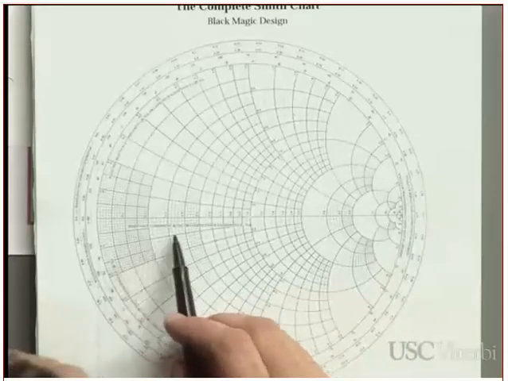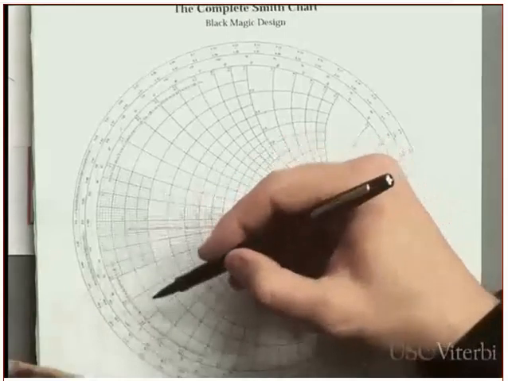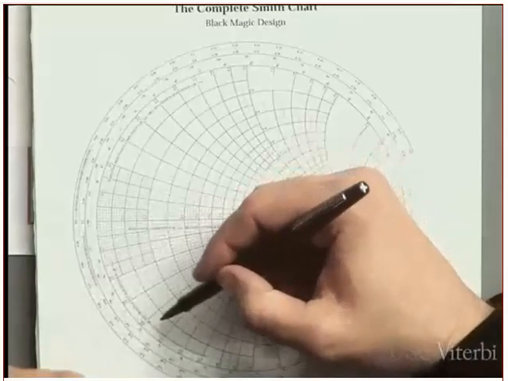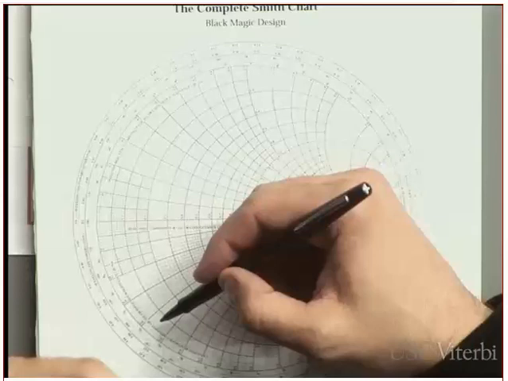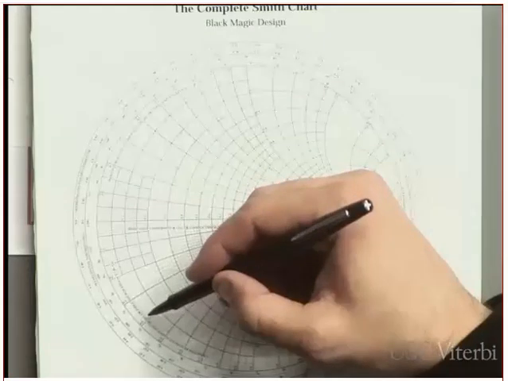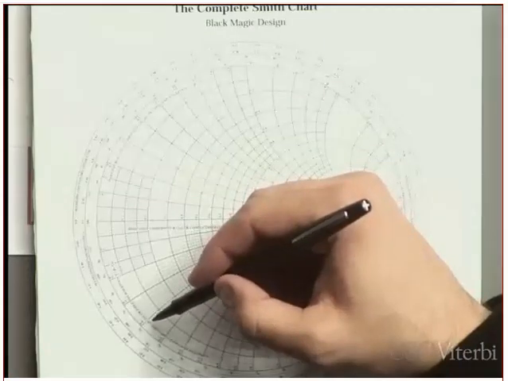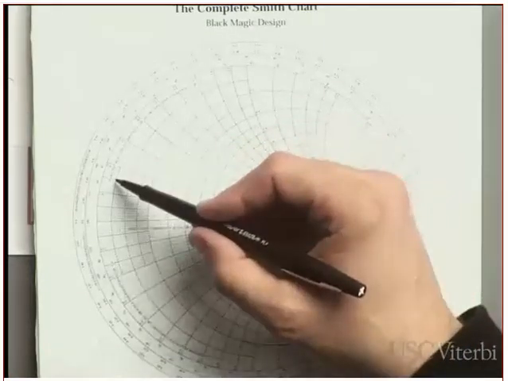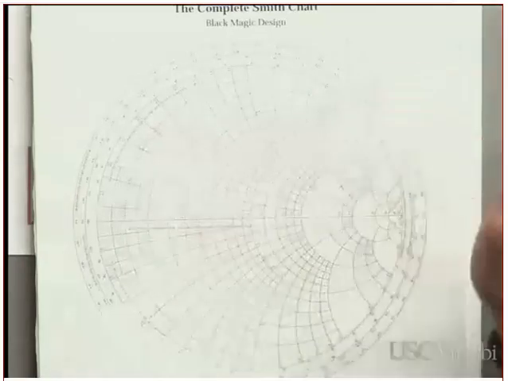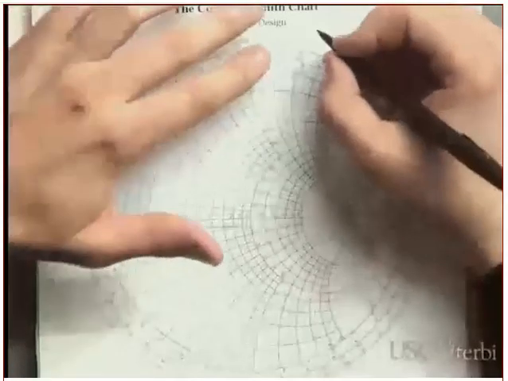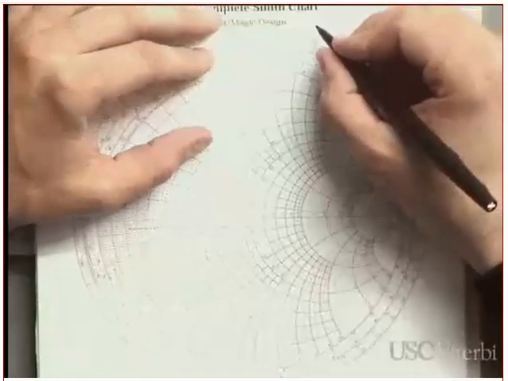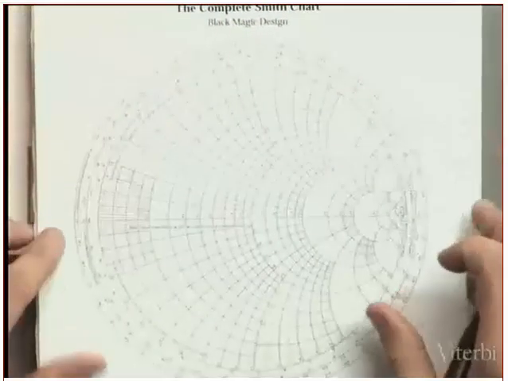Everything in here. It says resistance component R over Z naught, capacitive reactance minus jX over Z naught. Sorry, I couldn't see the slash. And this is inductive reactance plus jX over Z naught. So basically, everything has to be normalized by Z naught. But once I do that, I can plot things on here really easily.